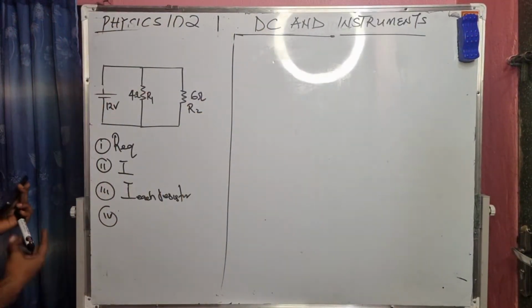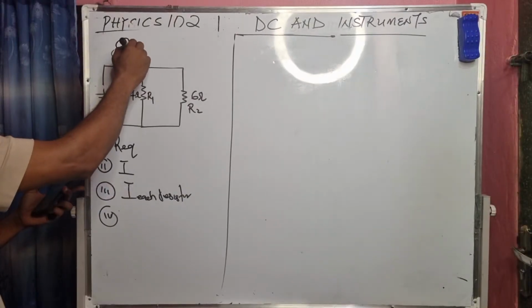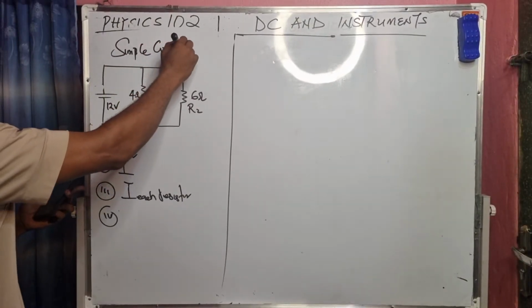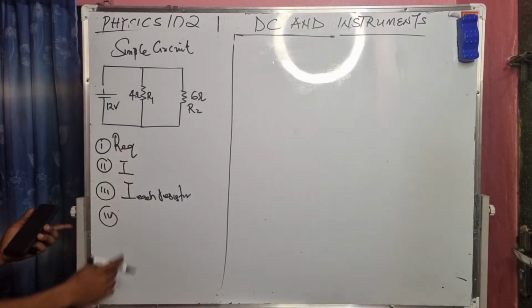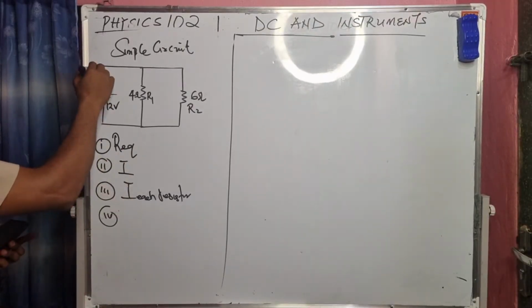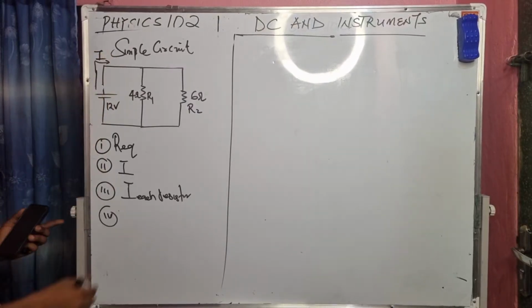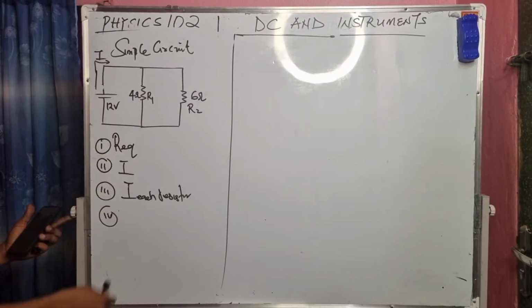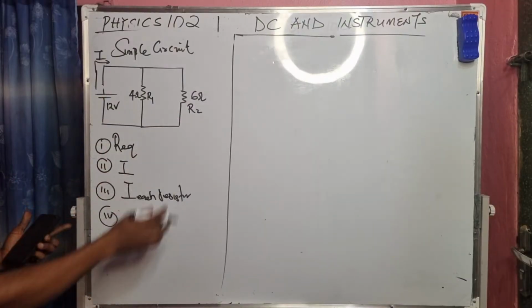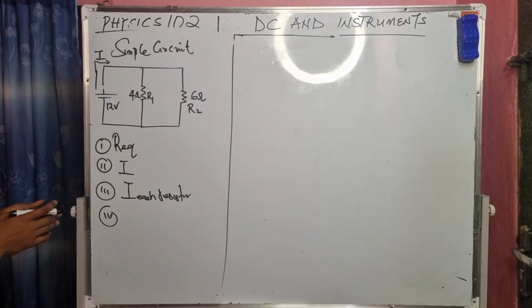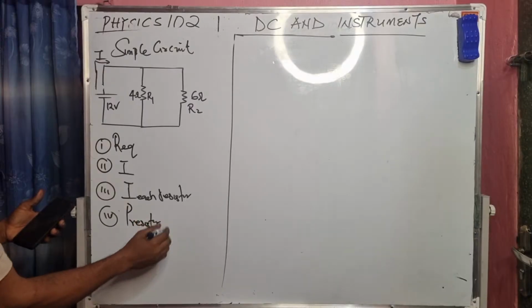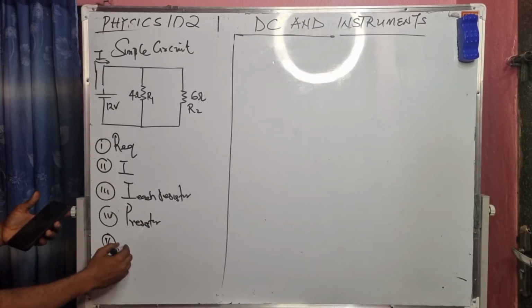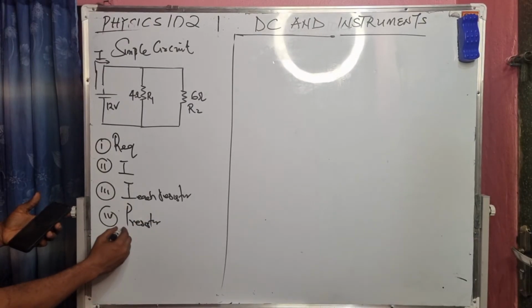Now we're given a simple circuit like this, and we have to find our R equivalent, and the current that flows through the circuit. We have to find the current that flows through each of the resistors, R1 and R2. Then we also have to find the power absorbed by each resistor. Then number four, the power delivered by the battery.